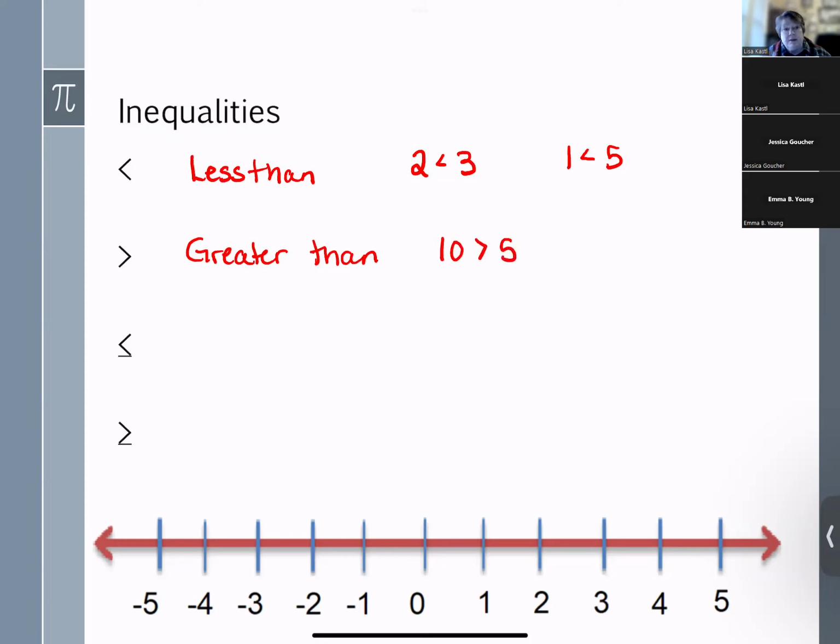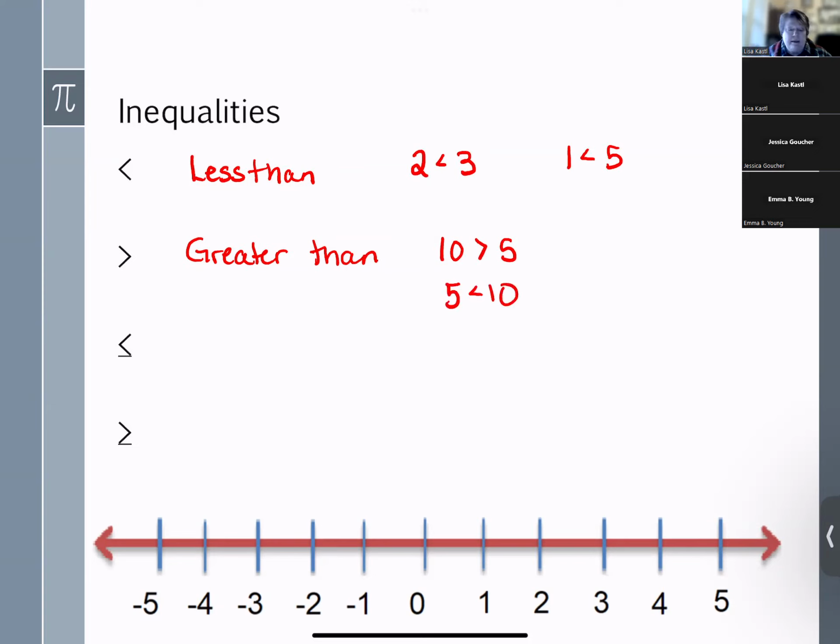And the reason 10 is greater than 5 is because 10 is to the right of 5 on the number line. So in numerical order, 5 would come first and then 10 would come later. So 5 would be the smaller of those two numbers. So 10 would be greater than 5. You could also write that as 5 is less than 10. It means exactly the same thing.